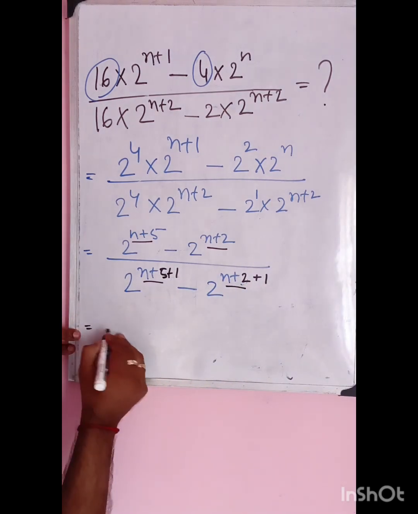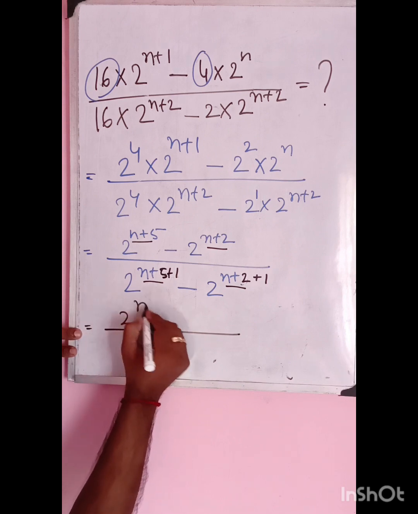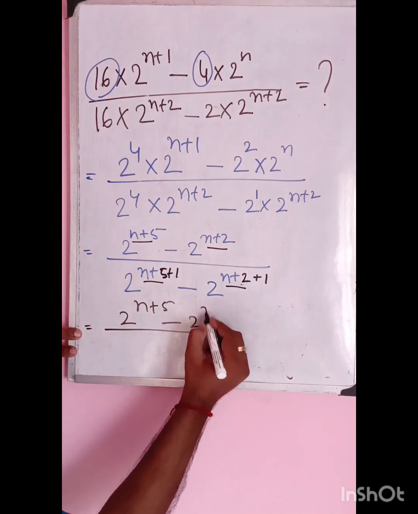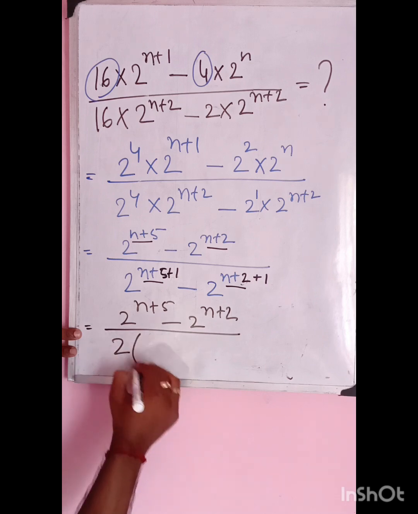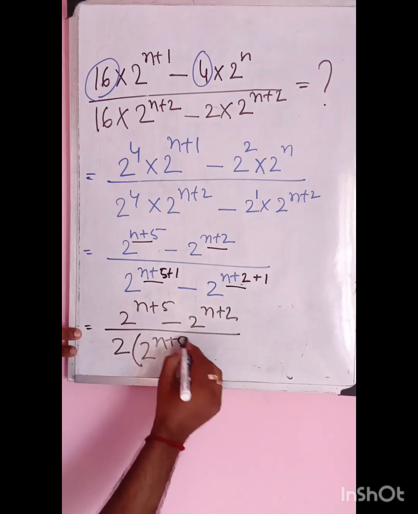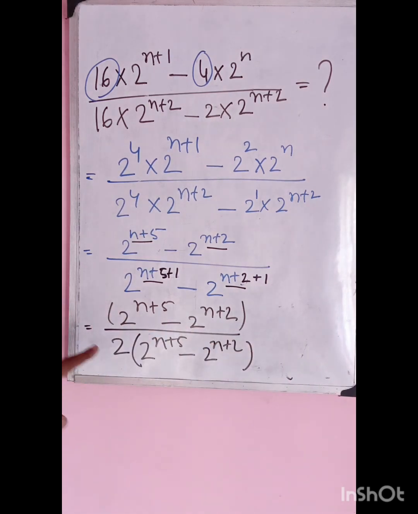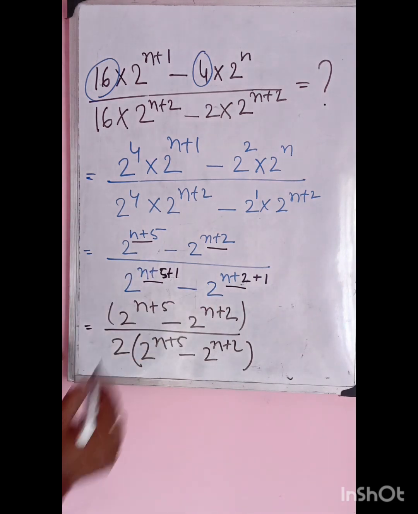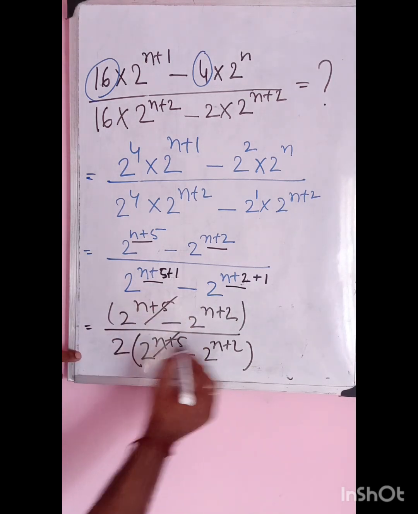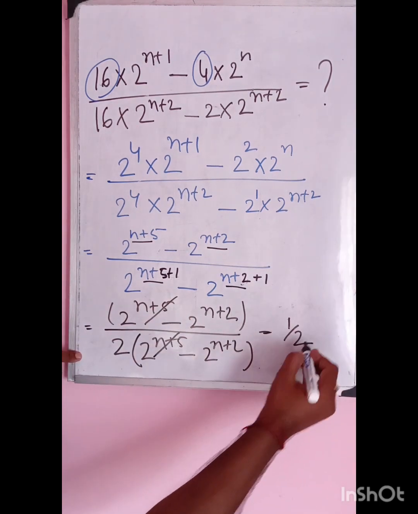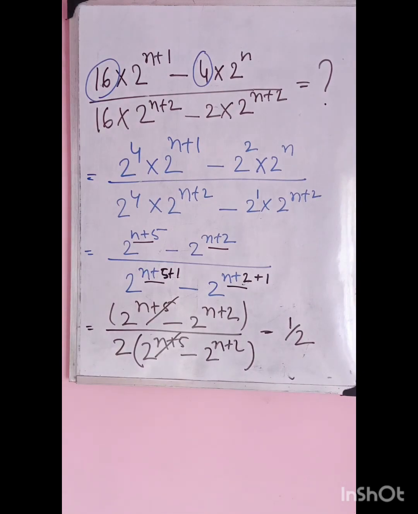We can write it like 1, 2 taking common. Got this? The trick is in this line only. This is the trick. You are just taking 2 out as common from both the numbers. Now this is same, so you can cancel it. The answer becomes 1 by 2, half.